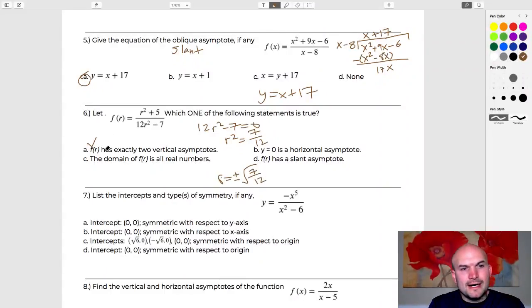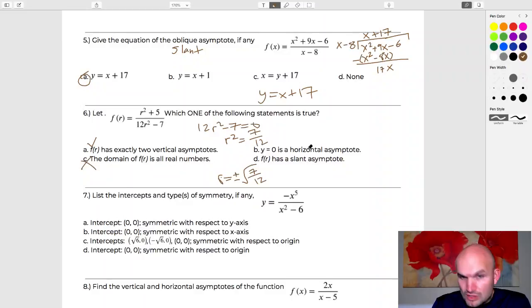Okay. So the domain of f of r is all real numbers. Well, if that means this domain of f of r is all real numbers, then that means r could equal plus or minus square root of 7/12. But those are the values that actually make the denominator equal to 0. So that one's not true.